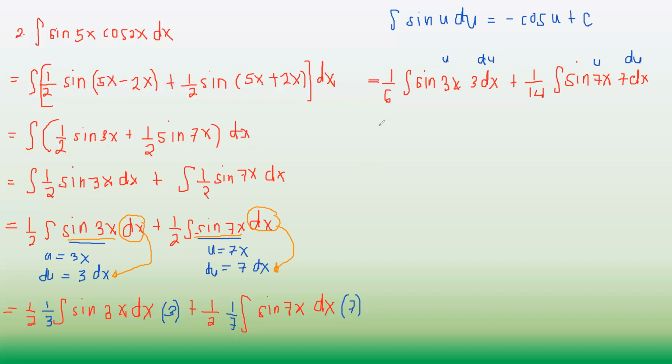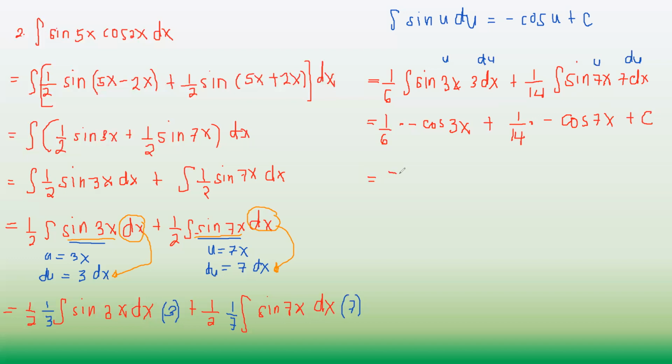Okay. Then we will have 1/6. The integral of sine u du is negative cosine u. So yung u mo dito ay 3x. Plus, ito ay nakamultiply, times 1/14 times the integral of sine u du equals negative cosine u. Ang panibagong u mo dito ay 7x. Then, sa dulo tayo magpa-plus c. Ayusin pa natin.